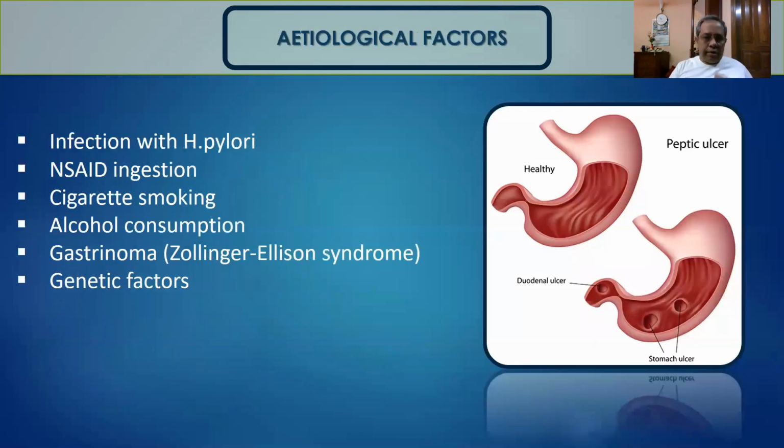So etiological factors: infection with H. pylori, Helicobacter pylori, NSAID ingestion, cigarette smoking, alcohol consumption, sometimes having a gastrinoma, Zollinger-Ellison syndrome, and genetic factors.